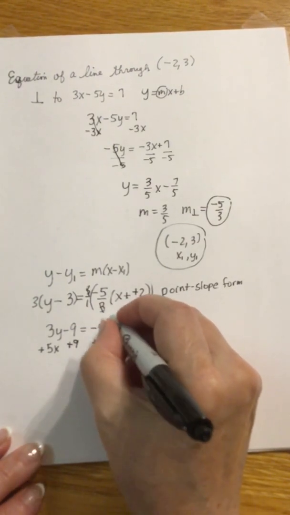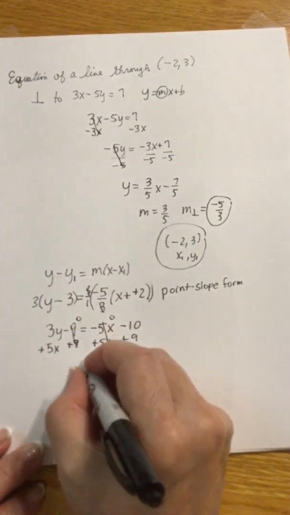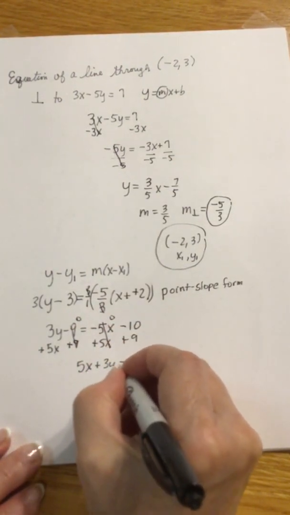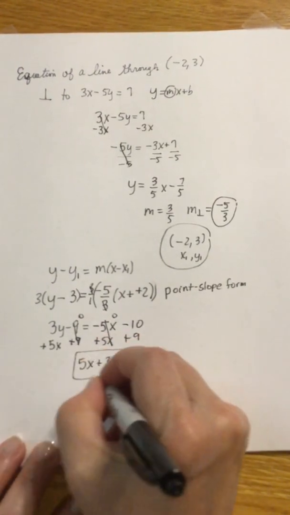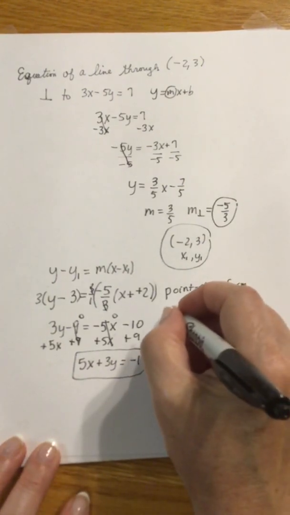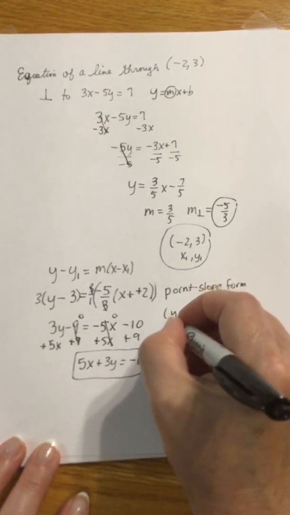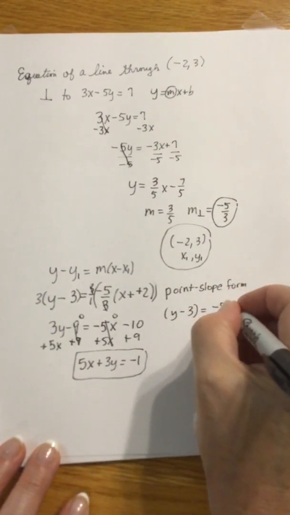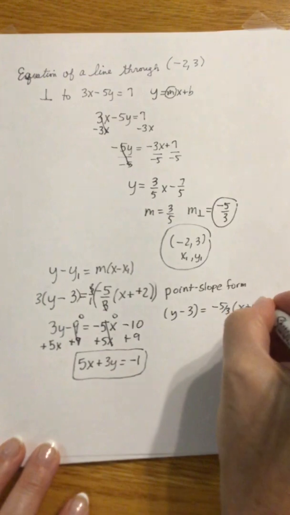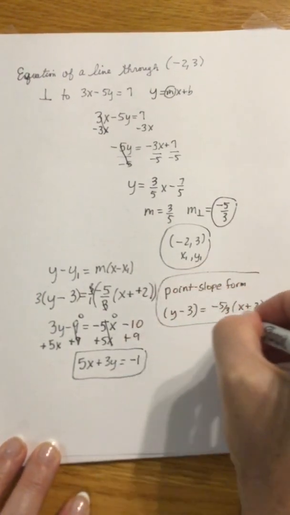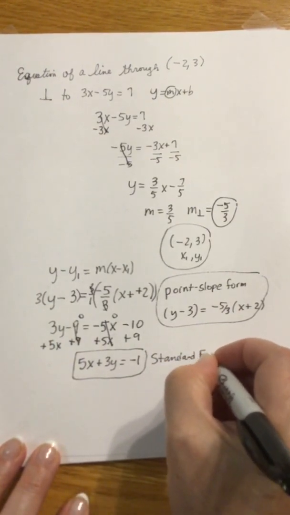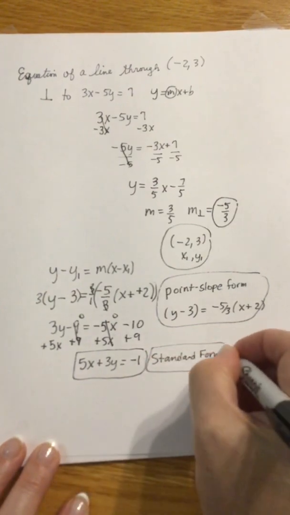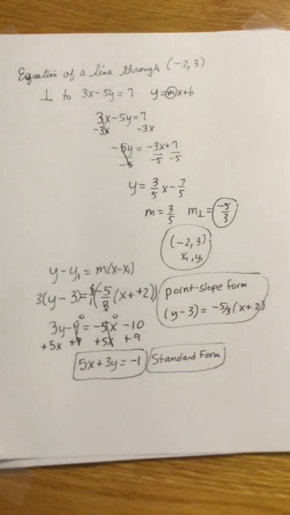So this adds to be 0, this adds to be 0. Here we have 5x plus 3y equals negative 10, and a positive 9 gives me a negative 1. So this would be what our standard form is. And let me rewrite the point slope form. So we had y minus 3 equals negative 5/3 x plus 2. So here would be our point slope form, and here would be our standard form. So that was part 2 of section 1.10.